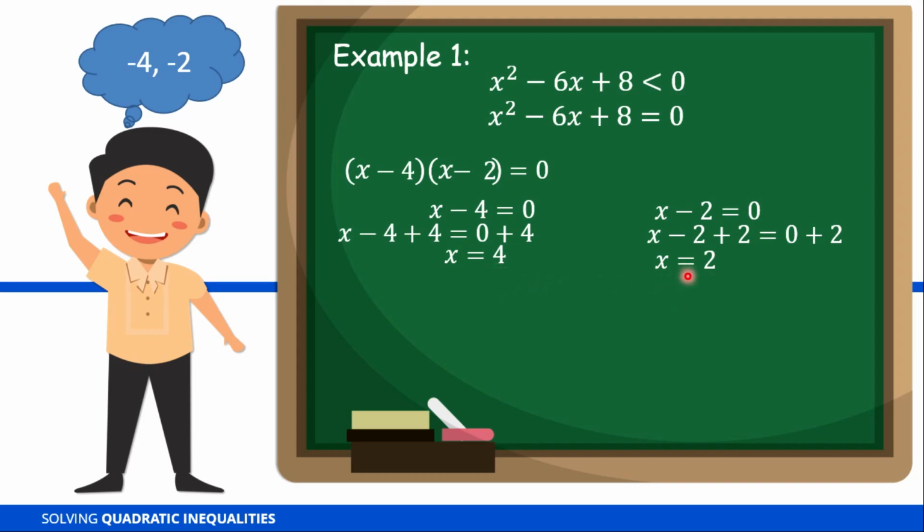So itong mga nakuha nating values, hindi pa yan yung solution mismo ng ating quadratic inequality. Okay, remember, ipinalit lang natin pansamantala yung equal sign sa ating quadratic inequality para makakuha tayo ng values ng x, at ang tawag dito sa mga values na ito ay yung mga critical points. Okay? Pwedeng critical values or critical points. So that's 4 and 2.